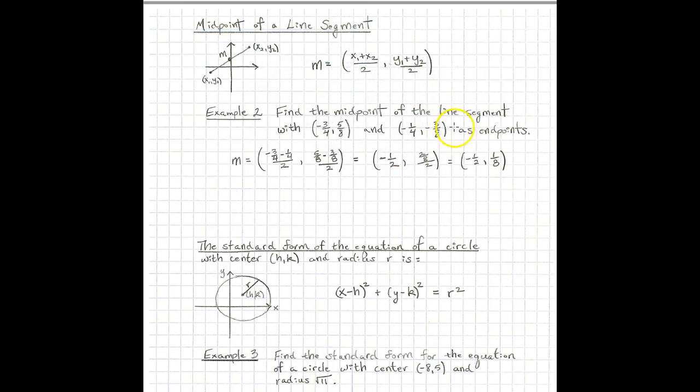So how do I find the midpoint of the line segment with minus 3/4, 5/8 and minus 1/4, minus 3/8 as the endpoints? Again, you just take the average of the two x values and the average of the two y values, and there you go. So it's simple arithmetic here. Just be careful when working with fractions. You understand how to work with fractions and you get everything done correctly there.